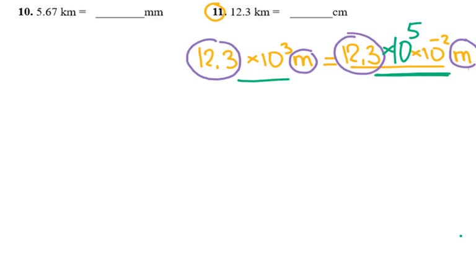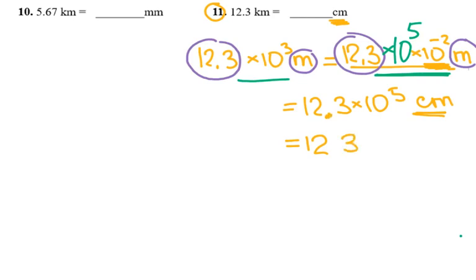So I can rewrite this answer as 12.3, 10 to the 5th centimeters. Centi stands for negative 2. So I have negative 2 centimeters. And I could rewrite this number as 12, move the decimal 5 positions to the right, which gives me 1,230,000 centimeters. So that would be your number.